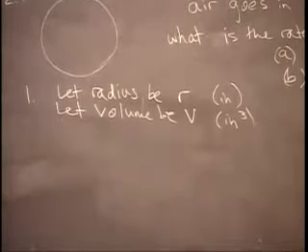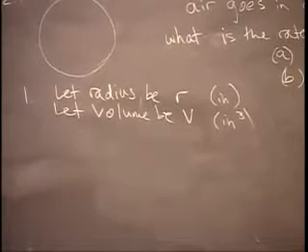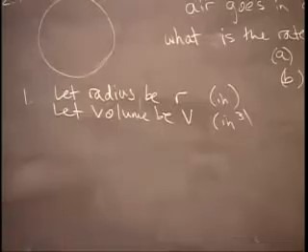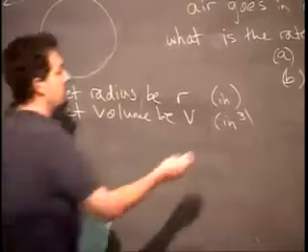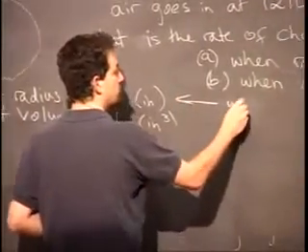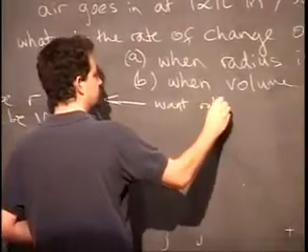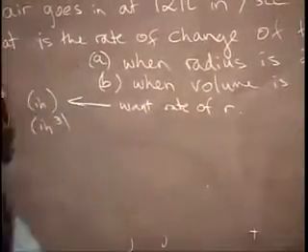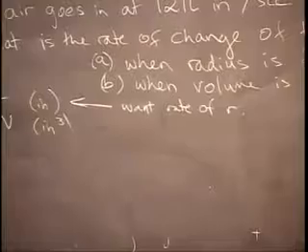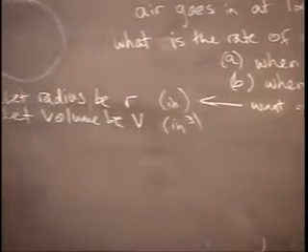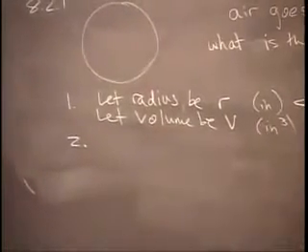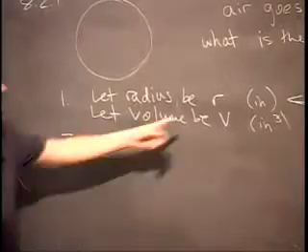Okay, which is the one that we're interested in the rate of change? Well, the question says, what is the rate of change of the radius? So this is the one we're going to want. We want the rate of this. All right. That's all that we need to do with step 1. Step 2 is we need an equation relating V and r.